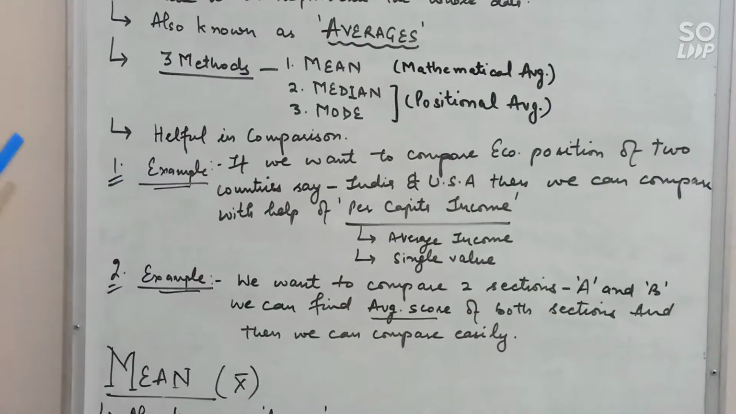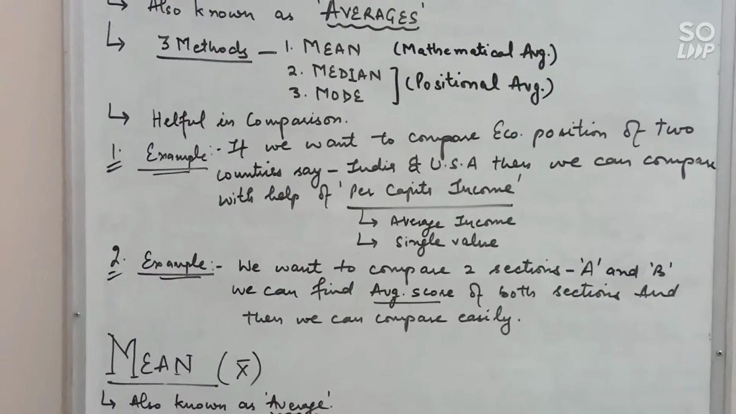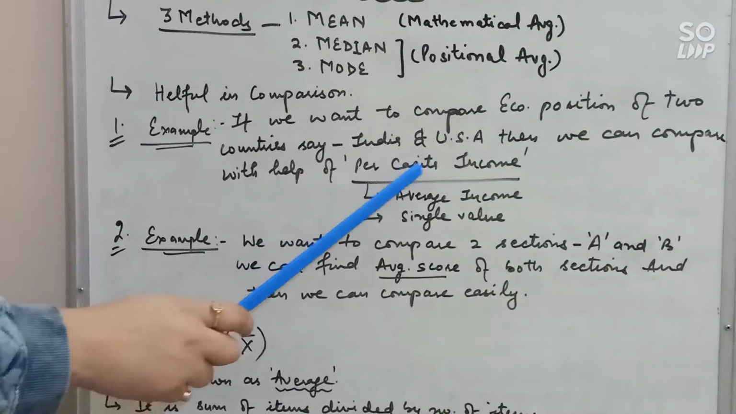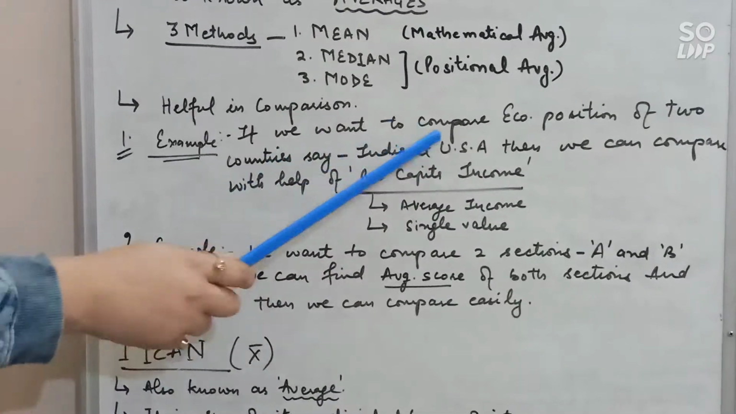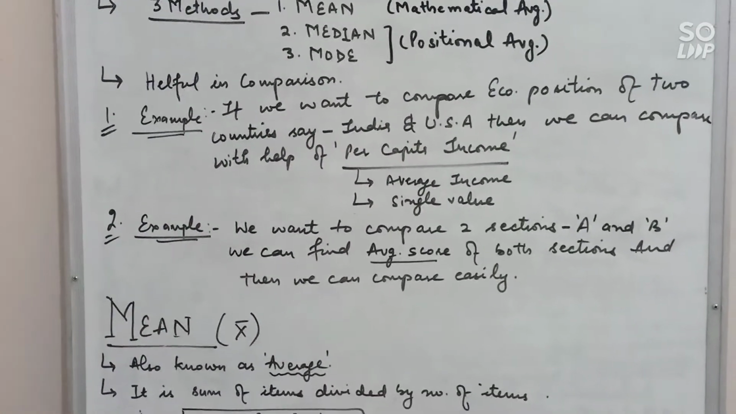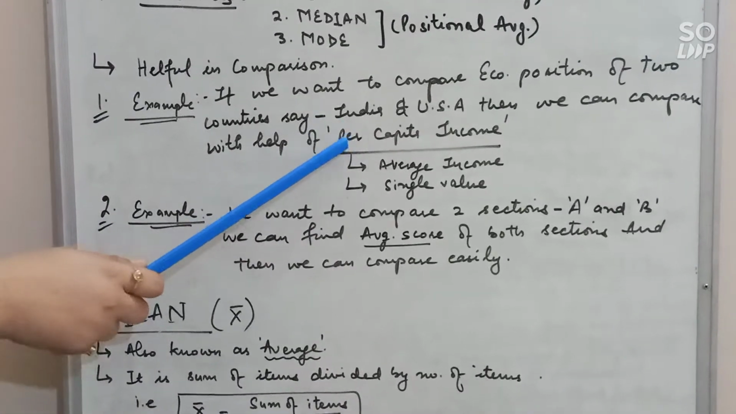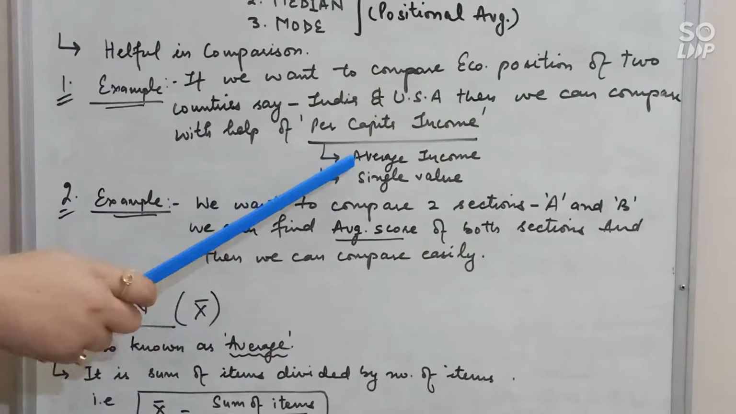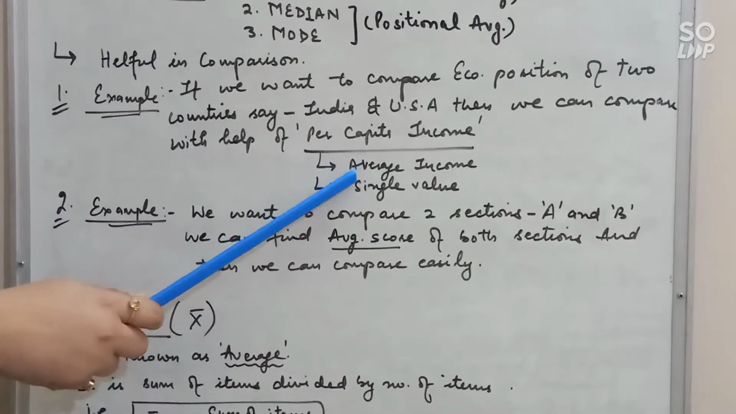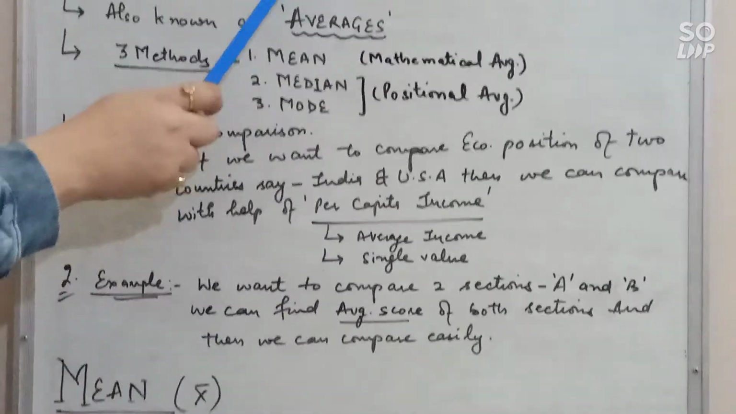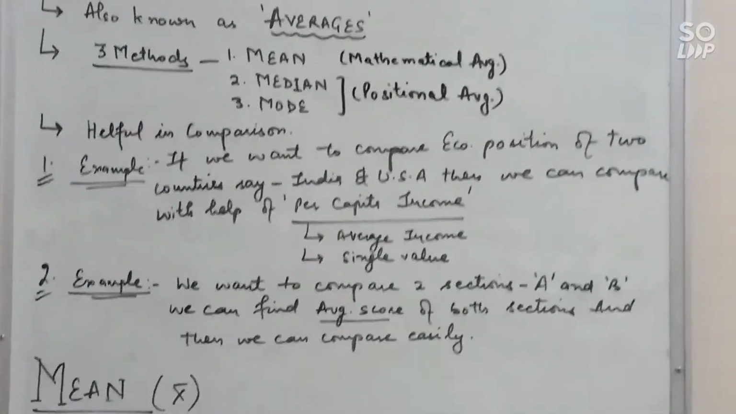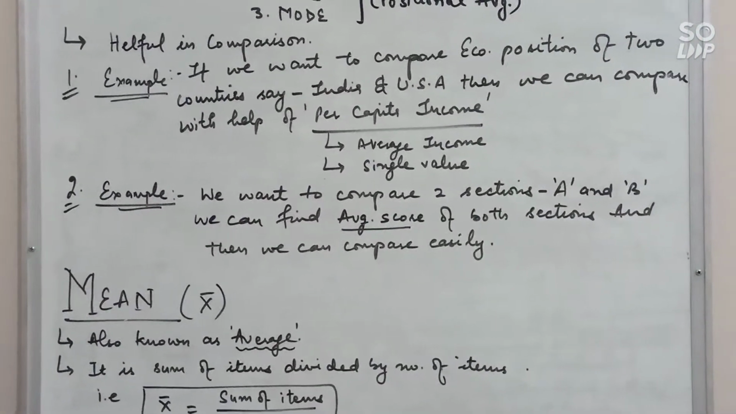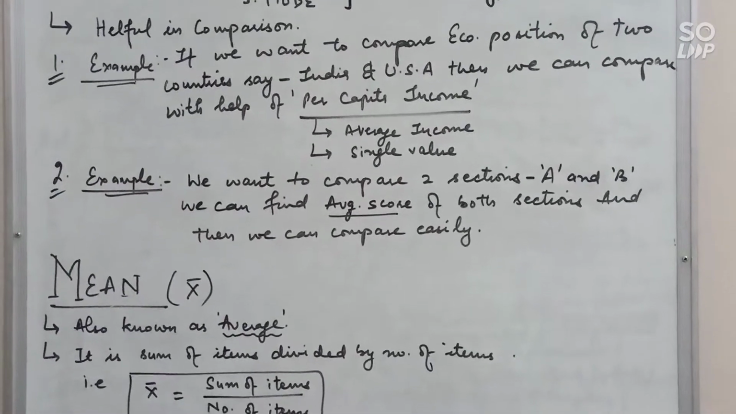For example, if we want to compare the economic position of 2 countries like India and USA, then how can we compare? We'll calculate first of all per capita income, and then we'll compare these 2 countries. Whose per capita income is more, that will be better in position. So per capita income, the other name is average income. We have already done this in 10th. How will you calculate average? So here we are using the word average. So average is a topic which comes under this chapter. In this way stats helps in comparing 2 countries, 2 sections, 2 classes, 2 firms, etc.